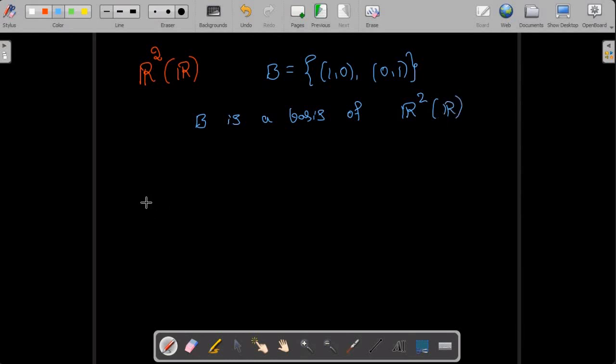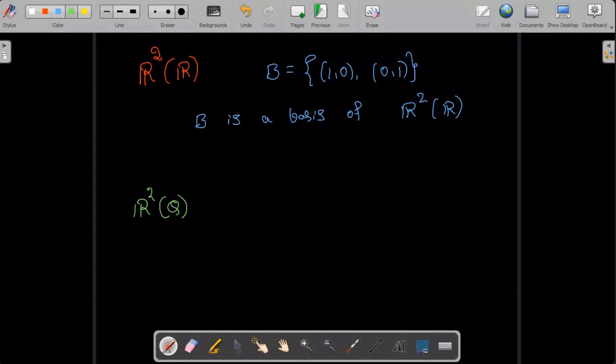Okay. Now my question is, if I take the vector space as R2 over Q, sorry, over the field of rational numbers, can this B be a basis of R2 over the field of rational numbers? Can someone reply?